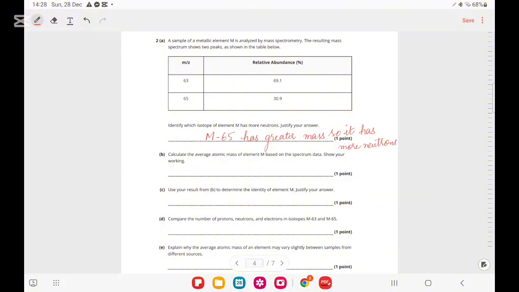Calculate the average atomic mass of element M based on the spectrum data. How can we do that? We just need to multiply 63 times 69.1, its abundance, plus 65 times 30.9, its abundance, divided by 100, and the answer comes out to be 63.62. The element is copper. Copper has the atomic mass of 63.55.